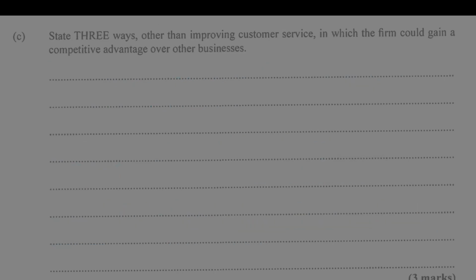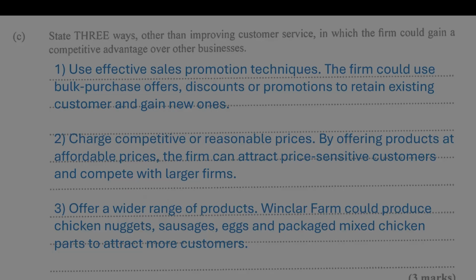Part C, state 3 ways other than improving customer service in which the firm could gain a competitive advantage over other businesses. So they want three ways the firm can gain an advantage over other businesses besides improving customer service. So the first way the firm could gain an advantage over other businesses is through using effective sales promotion techniques. The firm could use bulk purchase offers, discounts, or promotions to retain existing customers and gain new ones.